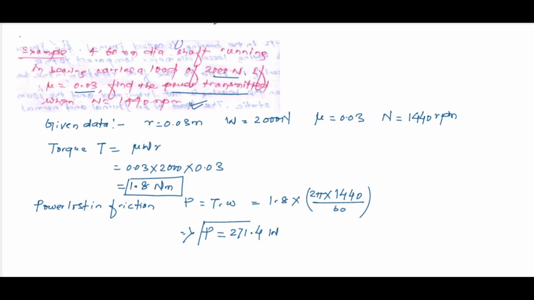In this way we can solve problems related to journal bearing. This is a very simple one. Further we'll discuss a few more examples on this journal bearing. Then we'll proceed to the collar and collar friction.